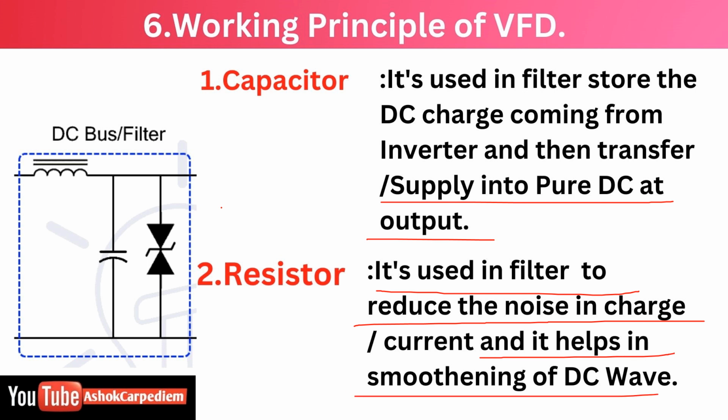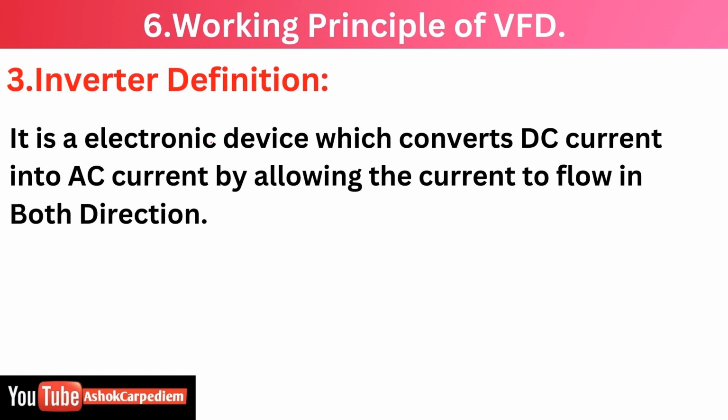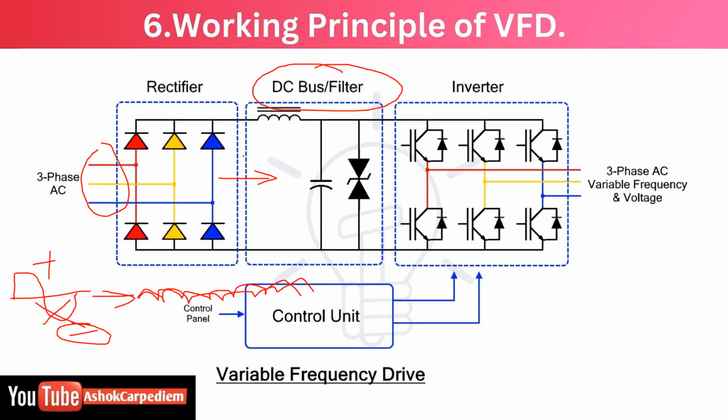I told, right? So like this was there and it changed to like this. So this resistor helps us to remove the noise and convert into the pure DC. Next one, inverter definition. So what we have done, rectifier completed, DC bus filter we understood. What is the inverter? So now we got the DC wave like this, sir. Now what is our next step?